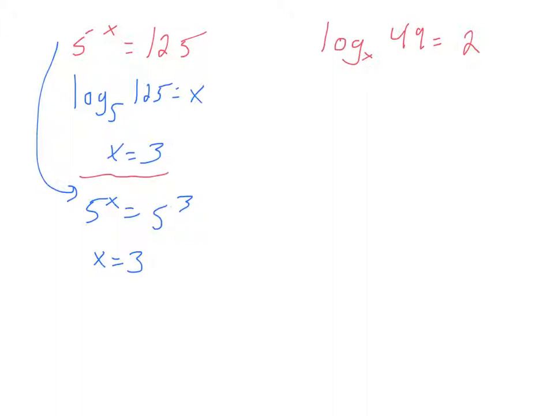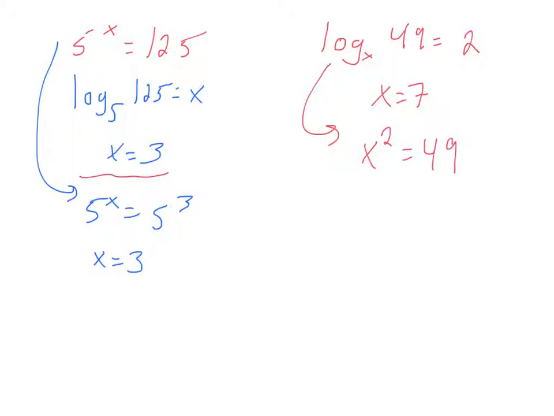With the logarithmic equations, you can look at this one and say, well, what number raised to the second power equals 49? You can probably come up with that off the top of your head, right? 7. So right away you'd just say x equals 7. But let's say you had a major brain cramp and you couldn't remember that. You could write it in exponential form. What would this be in exponential form? x to the 2 equals 49.